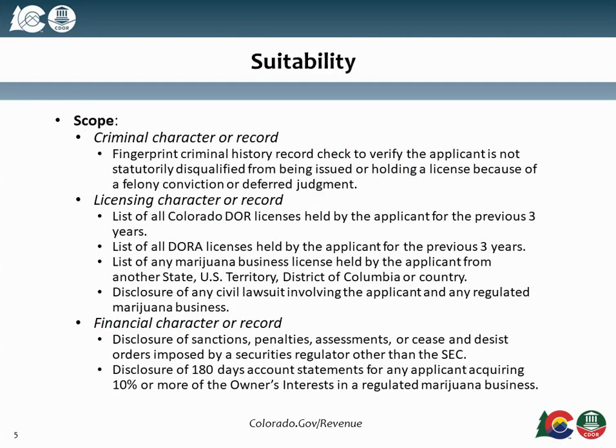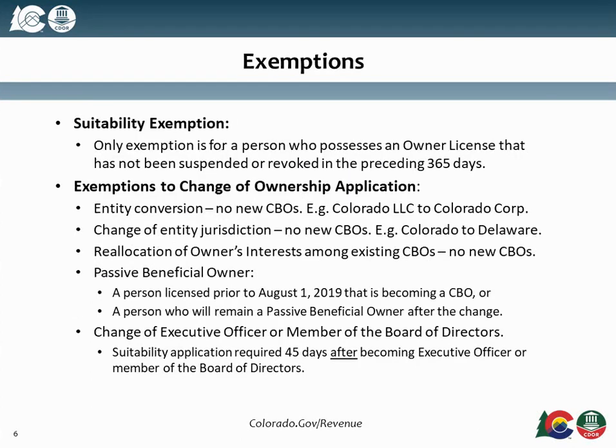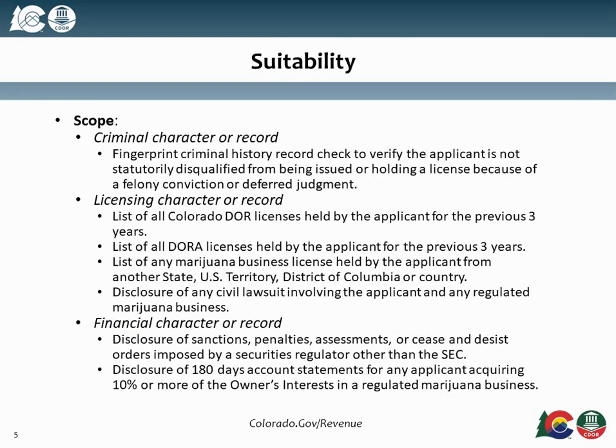Now let's discuss suitability. Under House Bill 1090, any person intending to become a controlling beneficial owner of a regulated marijuana business is required to be found suitable by the state licensing authority. The scope of the state suitability review includes 3 categories: criminal character or record, licensing character or record, and financial character or record. For criminal character or record, the division conducts a fingerprint criminal history record check to verify the person has not been sentenced to a felony in the preceding 3 years.